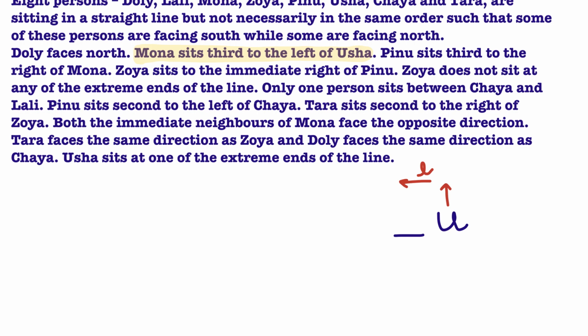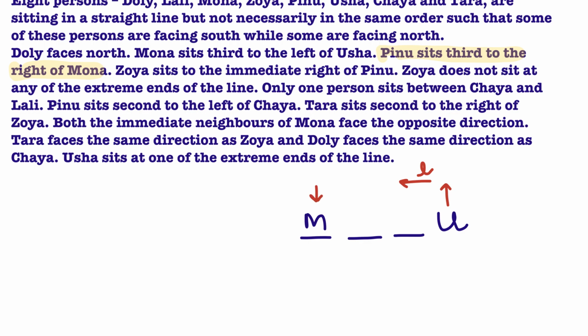This is her left side. Mona is onto the third left: first left, second left, third left. Mona is here. Now that Mona is in the diagram, for the sake of continuity, let's read another sentence which is about Mona. He said Pino sits third to the right of Mona. Okay, I don't know if Mona is facing north or south. For example, if I assume that Mona is towards the north, this is her right side. First right, second right, third right, I cannot place Pino there because Usha being at that point is definite, which is why Mona is facing towards south.